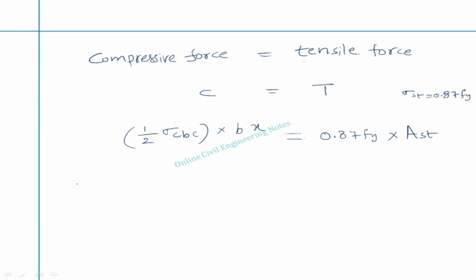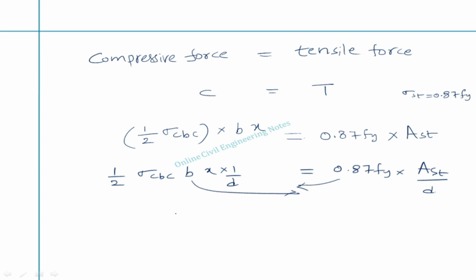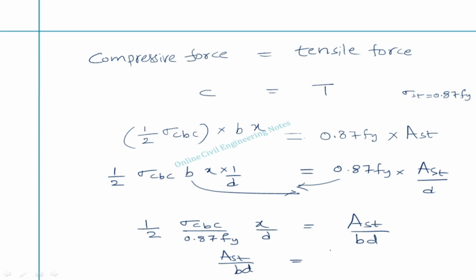Multiply with 1 by d on both sides. 1 by 2 sigma CBC b into x into 1 by d equals 0.87 fy into area of steel divided by d. Send this 0.87 to this side and b to this side. Therefore, 1 by 2 sigma CBC divided by 0.87 fy into x by d is equal to AST by bd. That is AST by bd is equal to half sigma CBC by 0.87 fy into x by d.